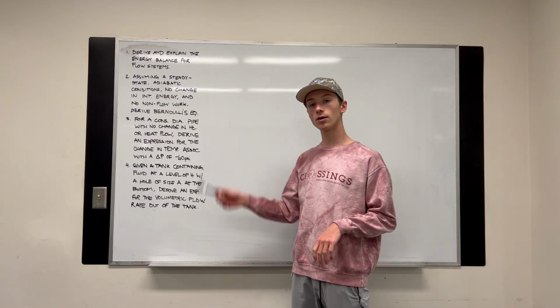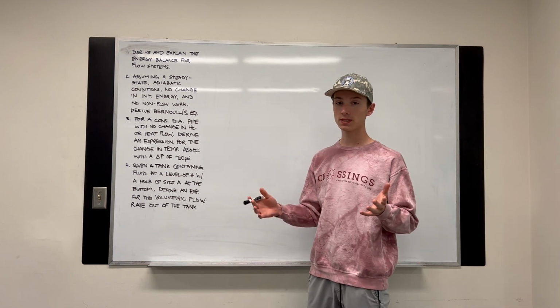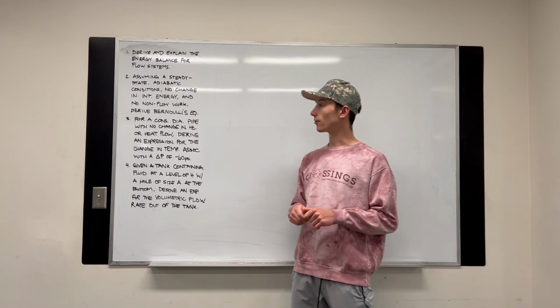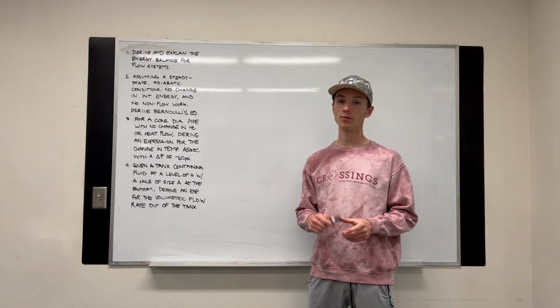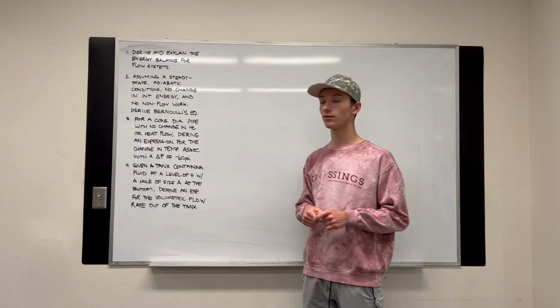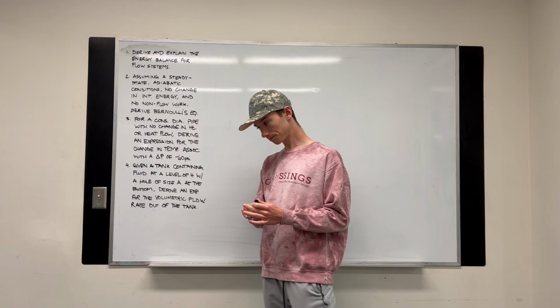We've got four sections to work through today. And number one is the derivation. Derive and explain an energy balance for flow systems. And then from that, we'll move into number two, which is we're going to find Bernoulli's equation from that energy balance equation. So let's talk about energy.